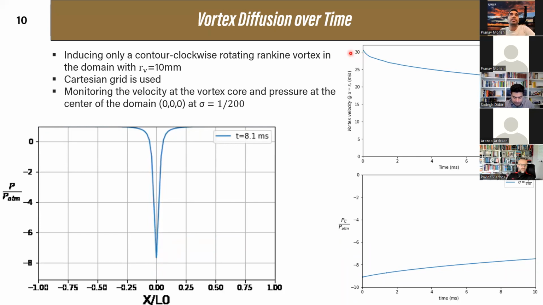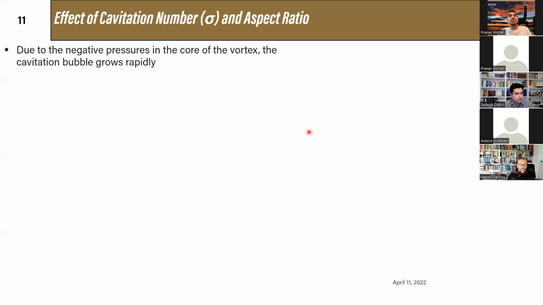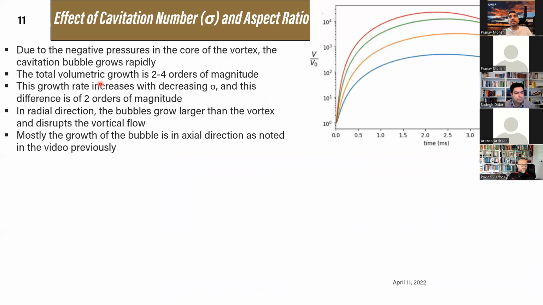We can also plot the circulation velocity, and we see how it decreases, and how the pressure at the core basically increases from the negative that we induce. So now that we know how the vortex diffuses, we go ahead and induce our bubble in it. So when we do that, as I mentioned, due to the negative pressures, the cavitation bubble grows very rapidly.